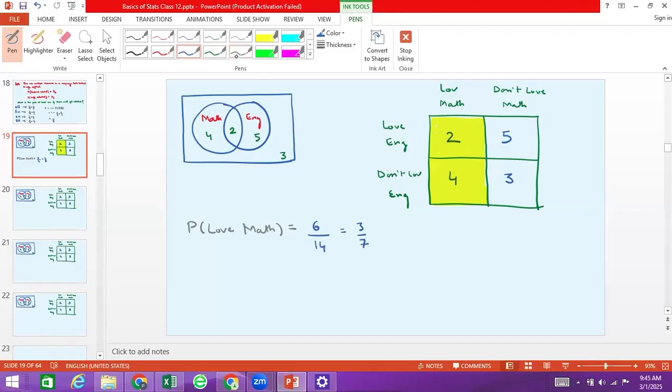Okay. Similarly, if I ask you what is the probability that someone loves English? 7 by 14.